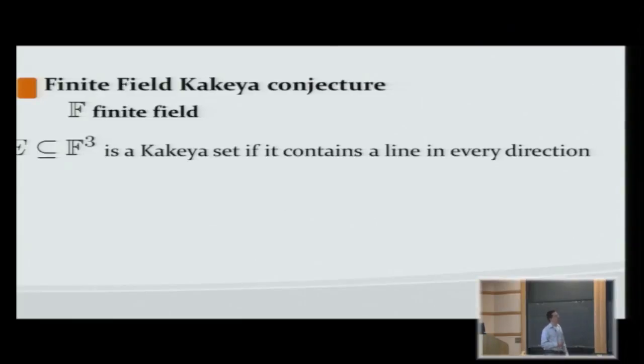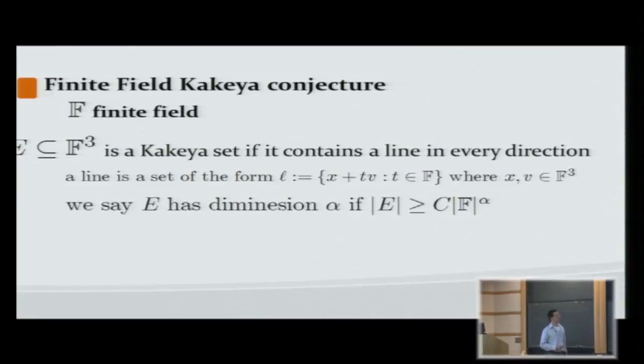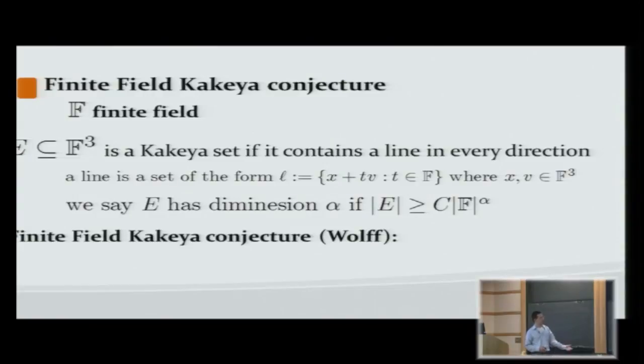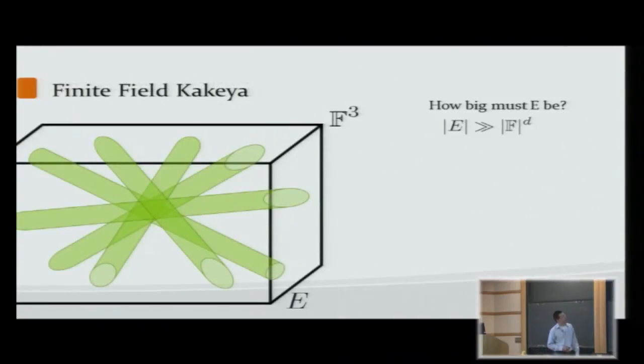E is considered a Kakeya set if it contains a line in every direction. You can make sense of this in the finite field, with the definition of a line. And we say E has dimension alpha if I can prove a lower bound of F to the alpha on the size of the set. Wolff, I think around the mid-90s, conjectured that a 3-dimensional Kakeya set has dimension 3. So how big must one be?